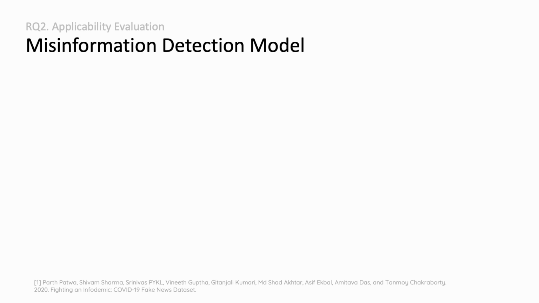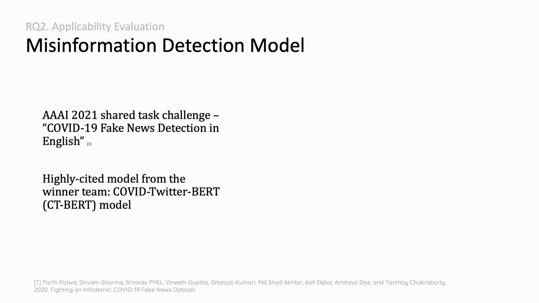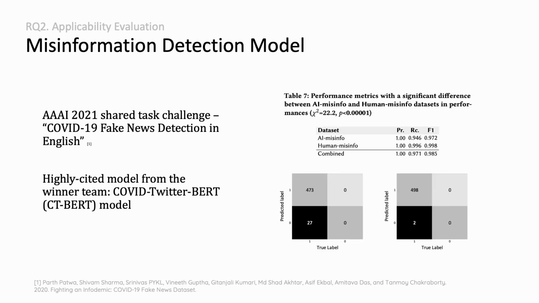Now we know how high-quality AI misinformation can be. We want to test if existing models are still applicable. We look at the TriNet AI shared task challenge of detecting COVID misinformation and use the CityBird model from the winning team. We tested 1,000 paired AI and human misinformation. We find that the detection model maintained high predictability, but a chi-square test shows a significant performance drop compared to human creations.